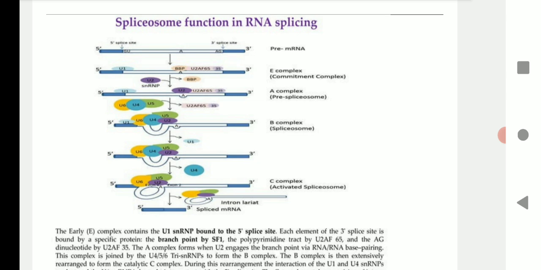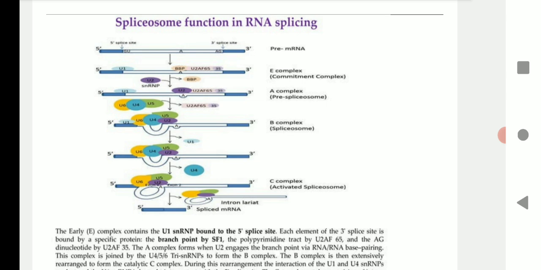Once the complex is formed, the U2 comes and joins and engages. So initially U1 comes and joins to the 5' splice site, then the branch point is identified by SF1 that comes and joins to the special adenosine residue, that is BBP SF1, and the polypyrimidine tract is attached by U2AF65, and then the AG dinucleotide is joined by U2AF35. Once the complex is formed, the U2 comes and joins and engages the branch point by an RNA base pairing mechanism. So this comes and joins in association with the SF1.